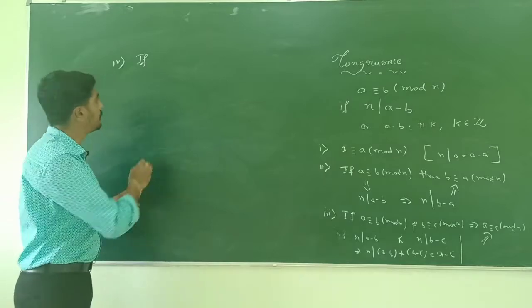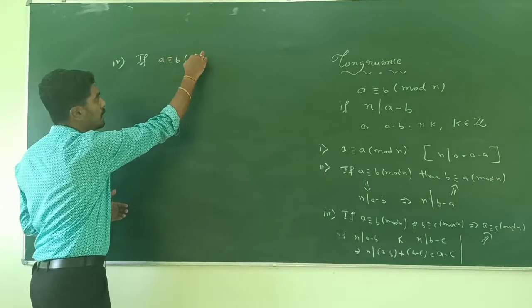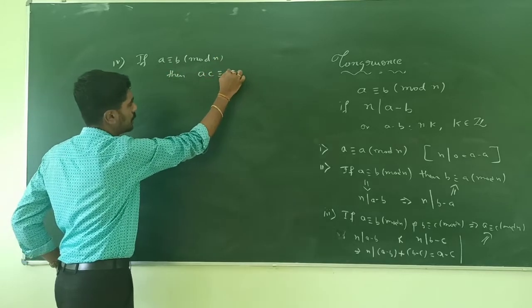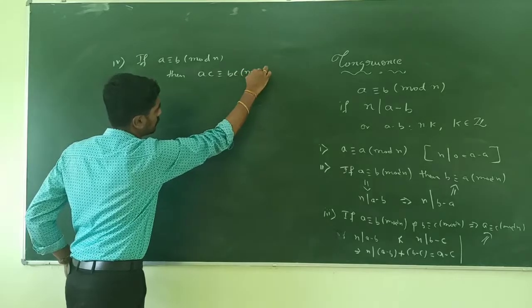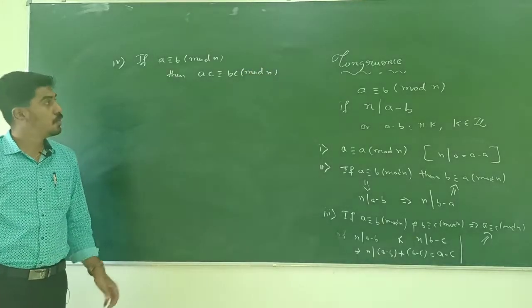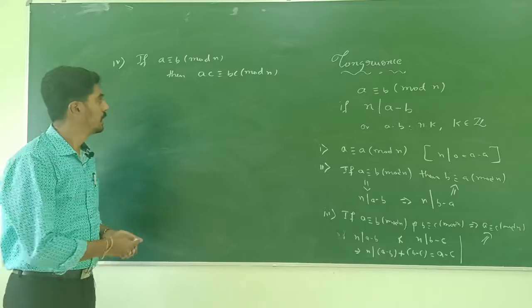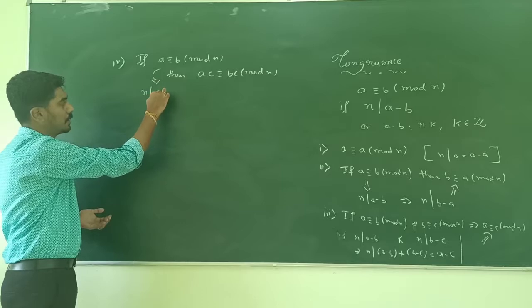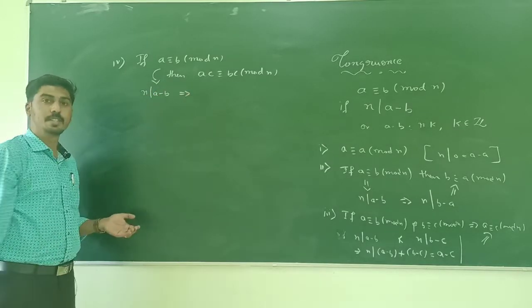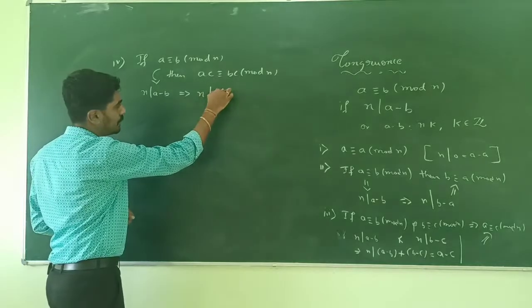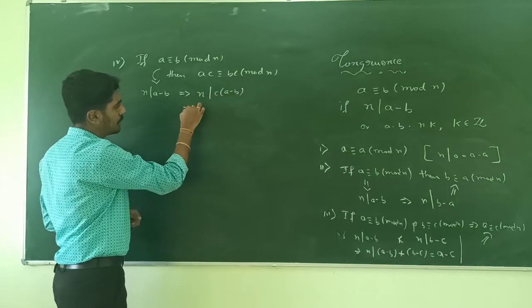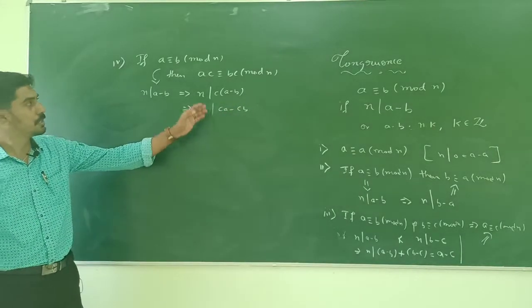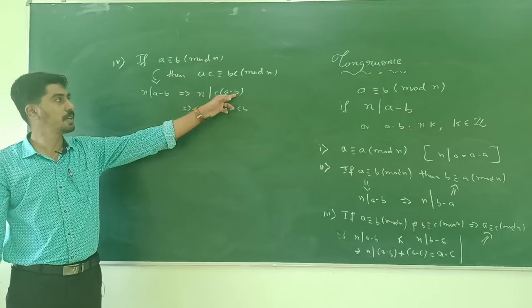And the next property: if A is congruent to B modulo n, then we should have AC congruent to BC modulo n for any integer C. How to prove this? If A is congruent to B mod n, then n divides A minus B, and this implies n divides C into A minus B, which implies n divides CA minus CB, so that we get AC is congruent to BC mod n.